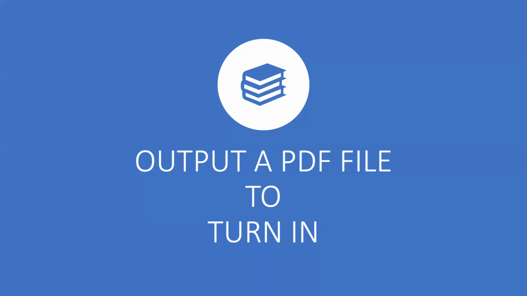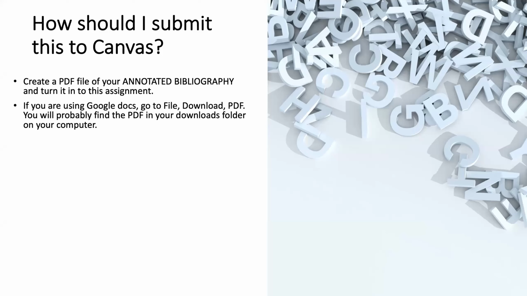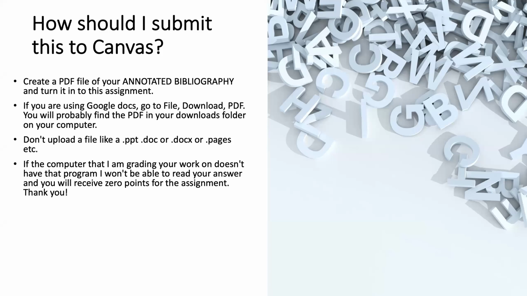Right, and then you want to output a PDF file to turn in. So the only kind of file that I'm going to accept is a PDF. And so how should I submit this to Canvas? You should create a PDF of your annotated bibliography and turn it in for this assignment. If you're using Google Docs, you go to File, Download PDF, and you'll probably find the PDF in your Downloads folder on your computer. Don't turn in a PowerPoint, a doc, a Pages, anything. For all these programs, you can output a PDF, and that's what you should turn in.